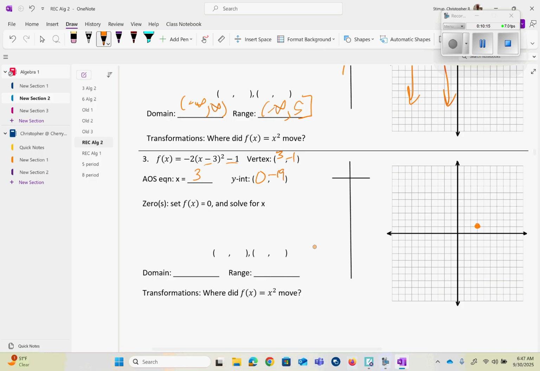Let's go ahead and pattern graph. So our pattern graph is going to be using the 1, 3, 5. We're going to multiply by negative 2.